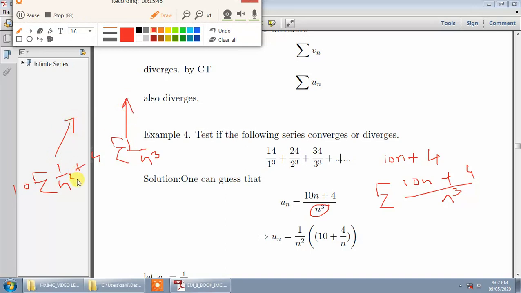These two series converge. This series converges because the p value for this series is 2, which is greater than 1, therefore this series converges. And similarly here, p is equal to 3, which is greater than 1, therefore this series also converges. So both series converge here, therefore the summation also will converge. Now let us verify this with the help of the comparison test.